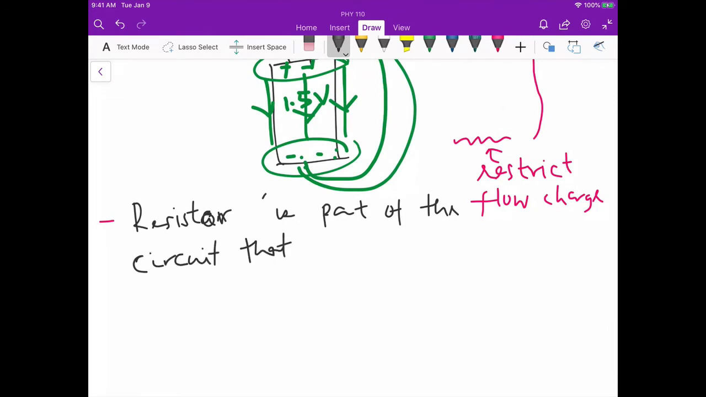That controls, you can call it controls or resists, the flow of current.